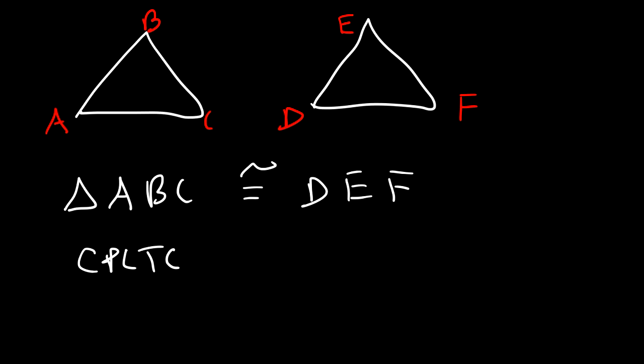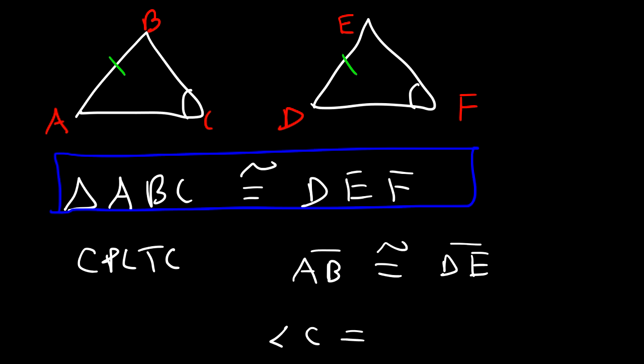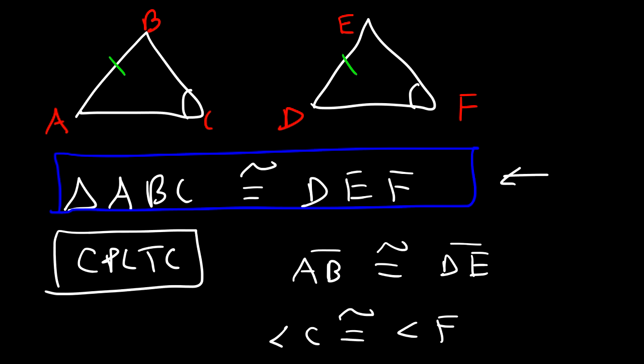So if these two triangles are congruent, I could say that AB is congruent to DE. I could say that angle C is congruent to angle F. I can make any statements about any corresponding parts and state that they're congruent based on CPCTC if I prove that the two triangles are congruent. So the best way to learn this is through a series of practice problems.